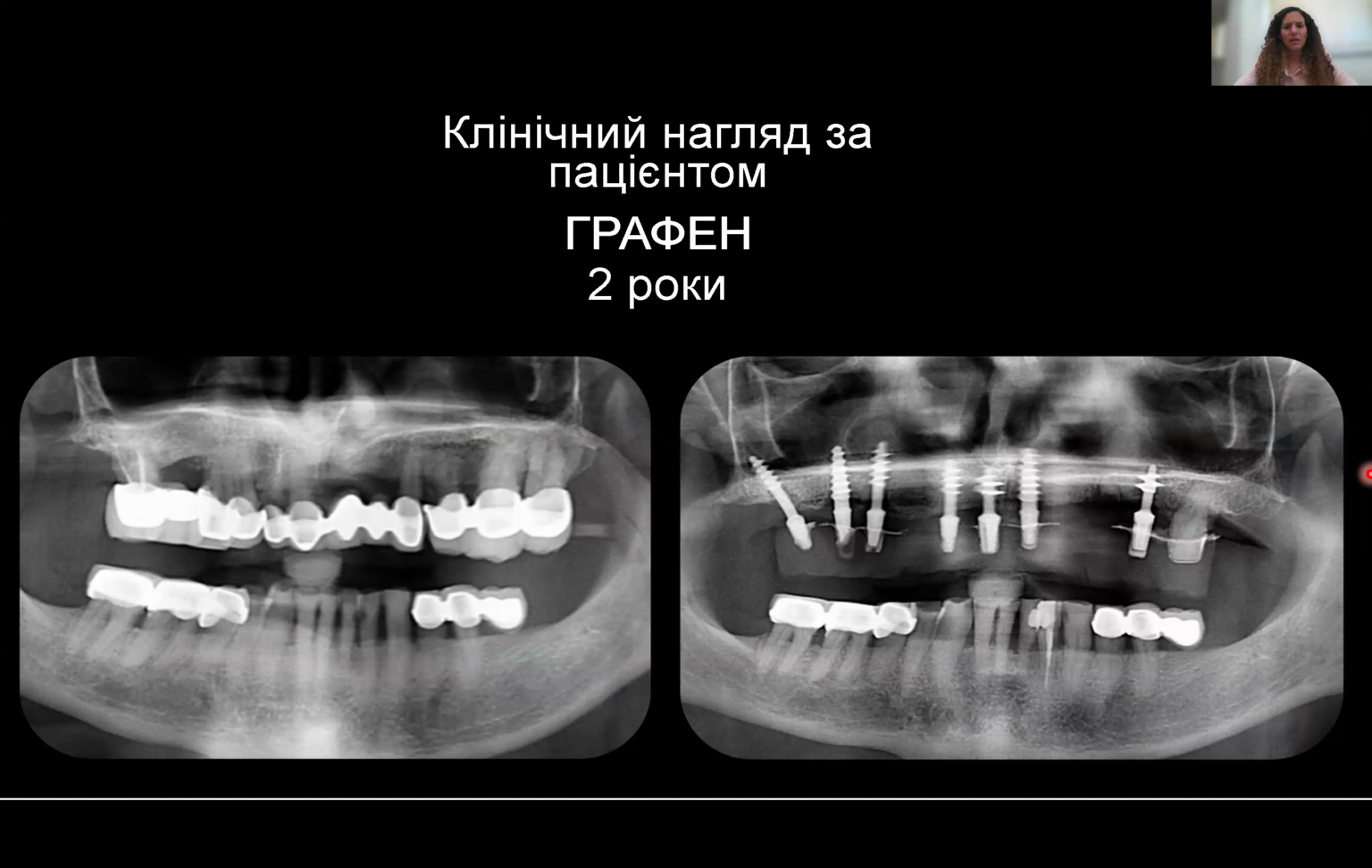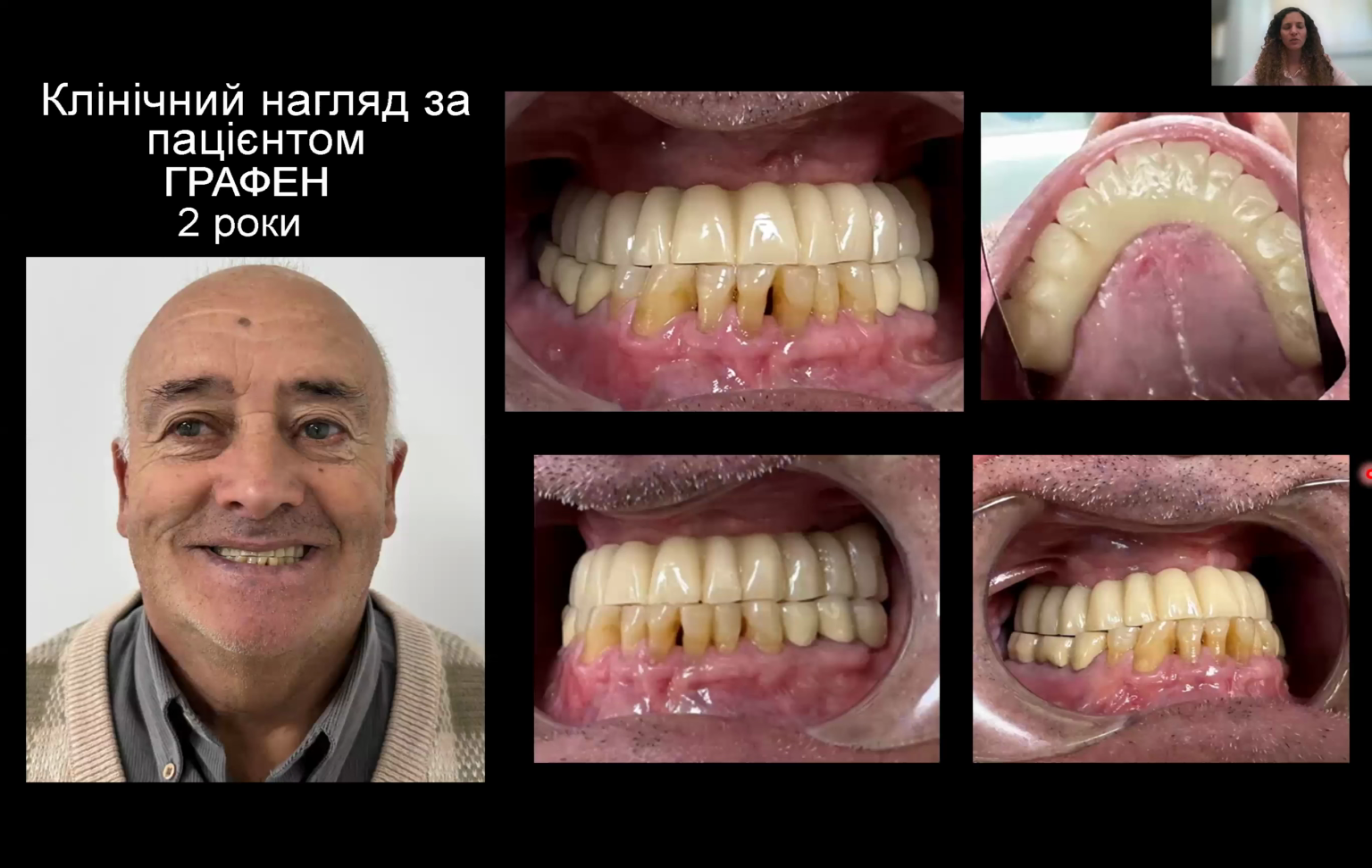Here we can see the X-ray from the beginning with a metal ceramic structure, and then after 2 years with implants, monoblocks, and the monolithic structure. And this is the graphene after 2 years. The same, we solved the problem of this patient. We gave him a better solution to rehabilitate and have the correct function for masticatory loads, because finally the patients want to eat, okay? And we need to choose the correct material to rehabilitate.